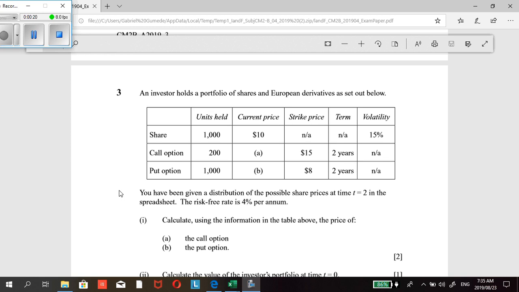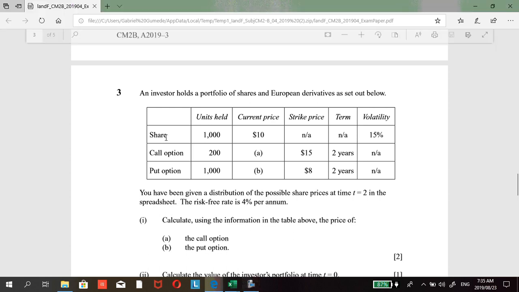They are saying an investor holds a portfolio of shares and European derivatives as set out below. So you must look at this table very carefully. You have got shares, the call option, the put option, and the units held for each asset. We've got the current price of shares, which is $10, and they say AB for the call and put. Strike price, we are given the term and the volatility.